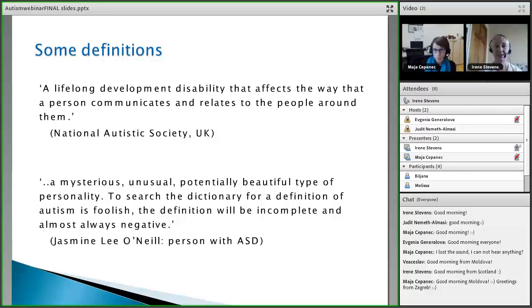This next definition is by a person who is affected by autism spectrum disorder, and she says it's a mysterious, unusual, potentially beautiful type of personality. To search the dictionary for a definition of autism is foolish. The definition will be incomplete and almost always negative.